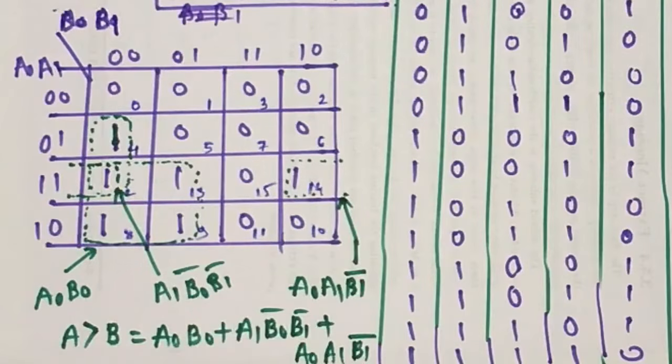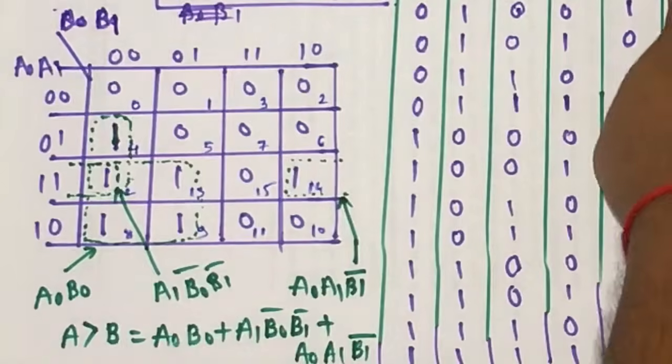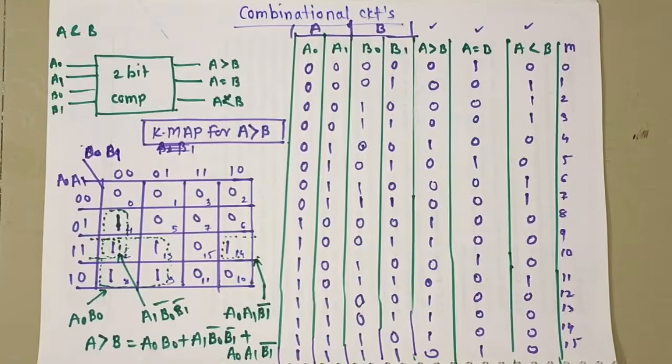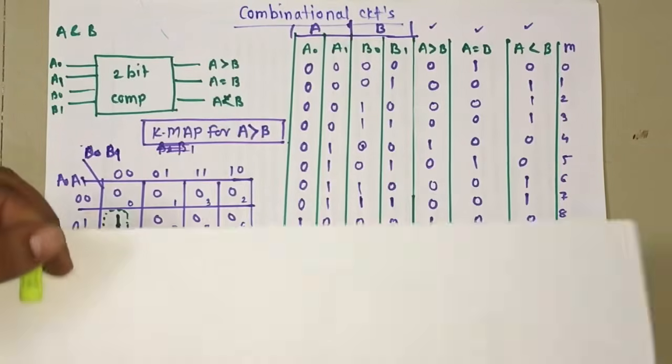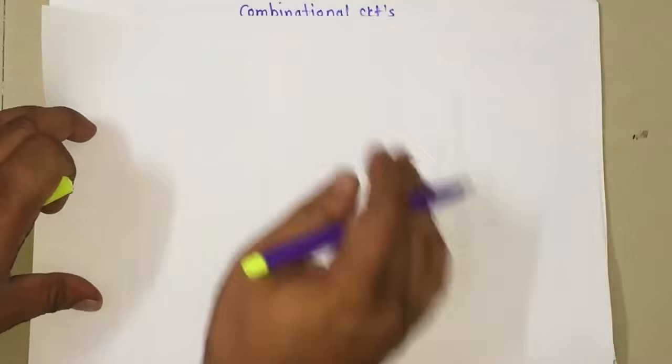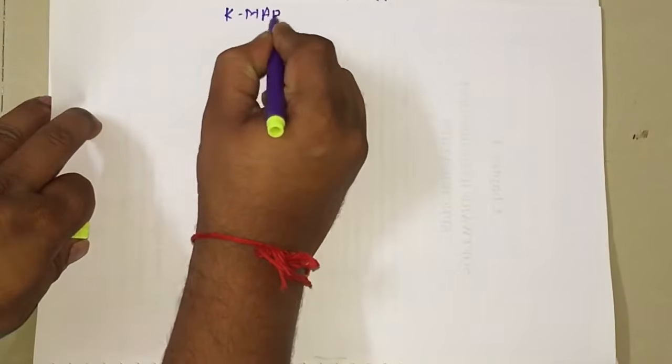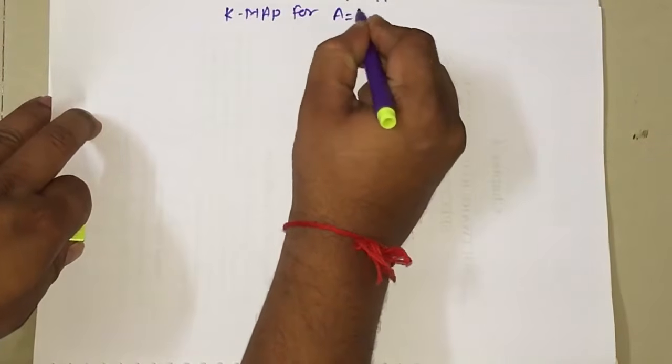Okay, so here we have found the equation for A greater than B. In the same way we have to find the equations for A equal to B and A is less than B. So again, for now, next K map for A equal to B.